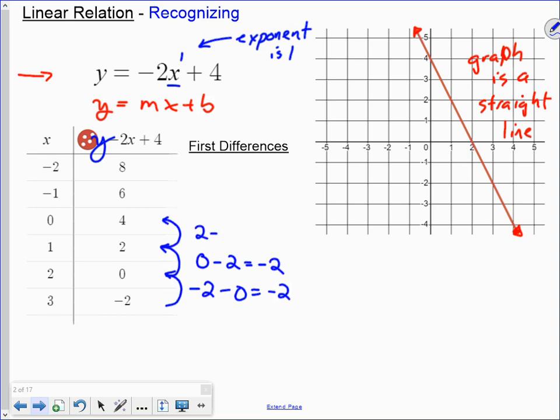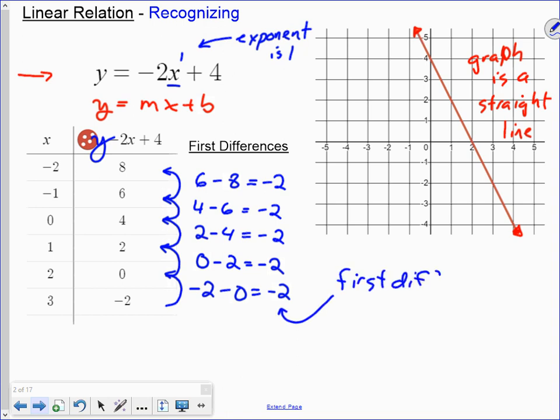2 minus 4 gives us negative 2. 4 minus 6, negative 2. 6 minus 8, negative 2. And these first differences are negative 2 every single time. So because the first differences are all the same, this is a linear relationship. Therefore, linear.